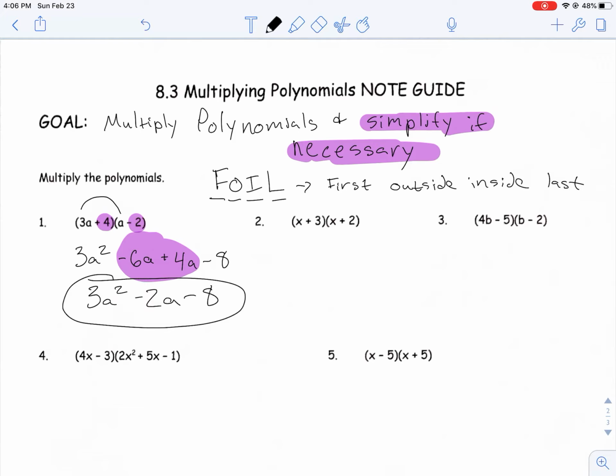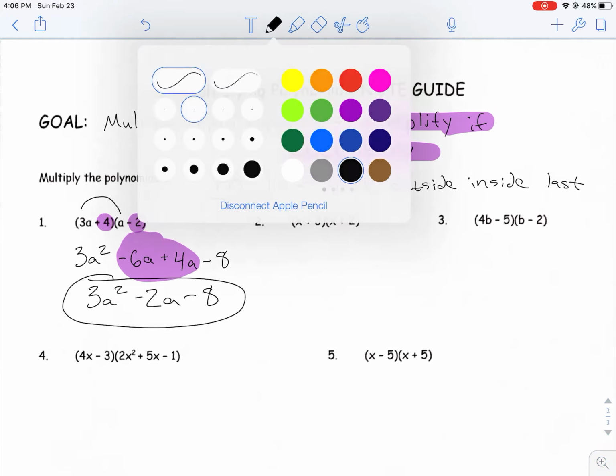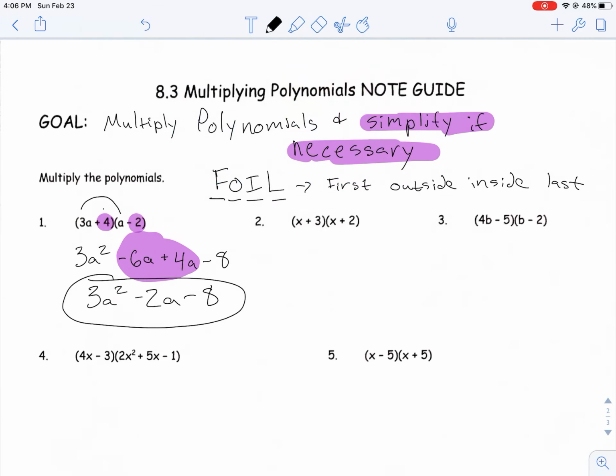Okay, I'm going to try to go a little bit quicker. I really broke that one down. But basically, first, outside, inside, and last. So that's what we're going to be doing here. First terms on the next one. x times x is x squared. Those are my first ones.